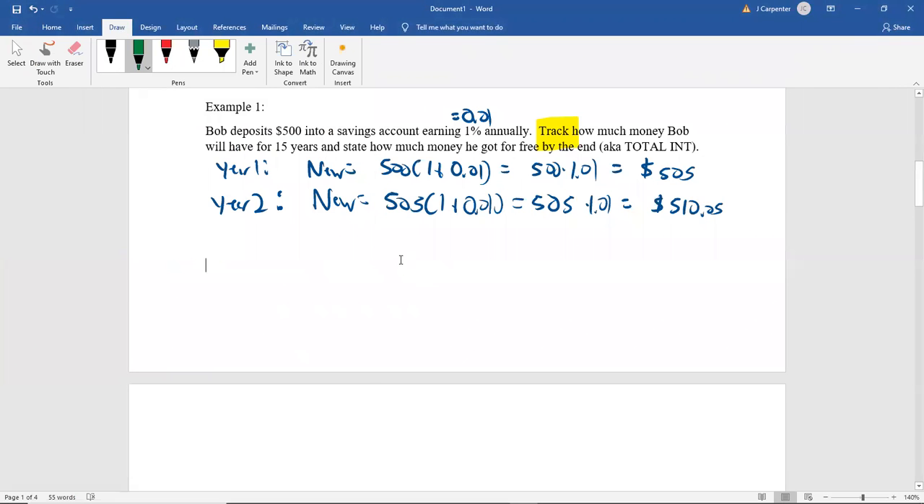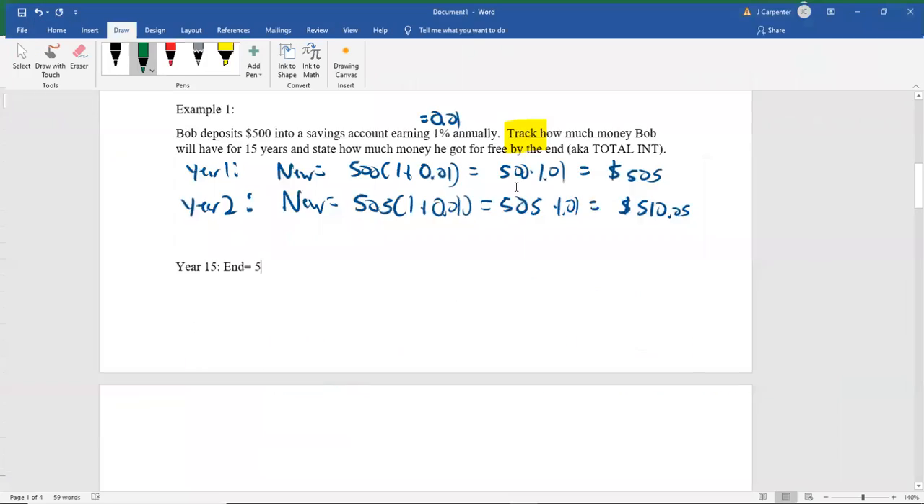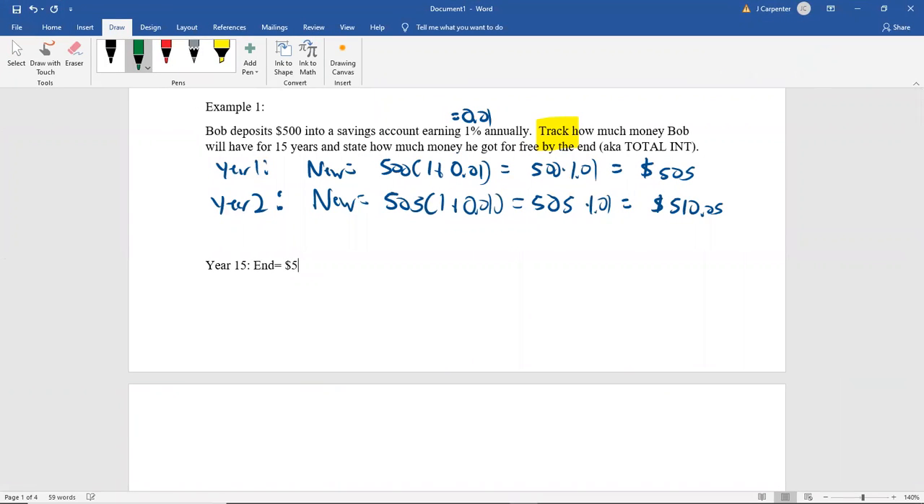$580.48. Ending balance, new balance, same thing. 580.48. Meaning the total interest is the difference of the ending balance minus the starting balance. The 580.48 minus the 500 we deposited, which would be $80.48.